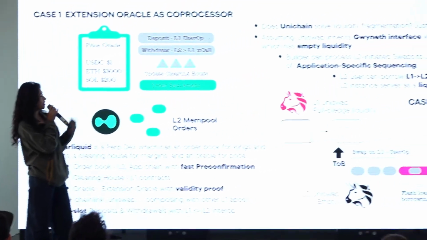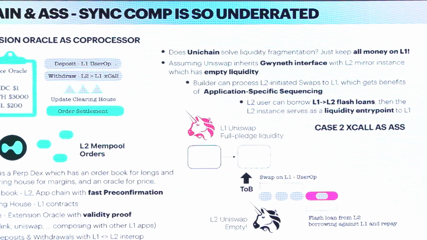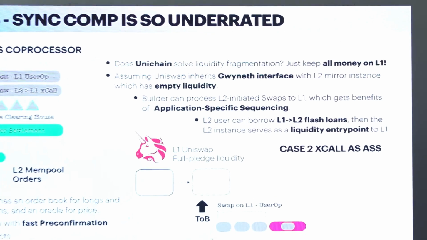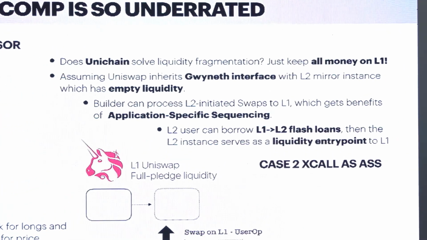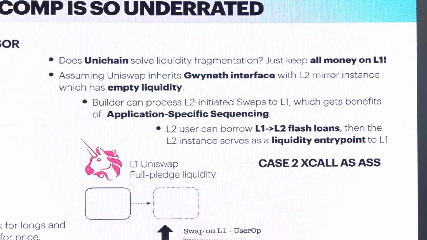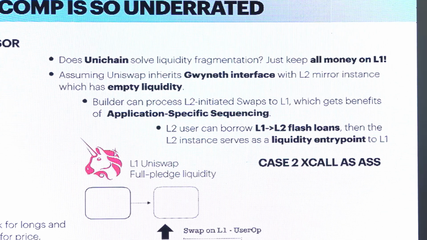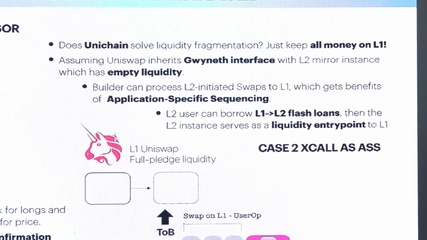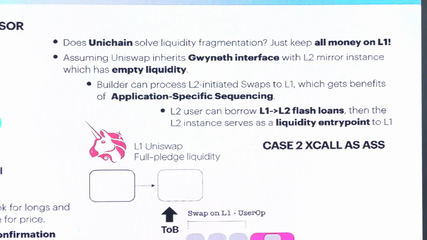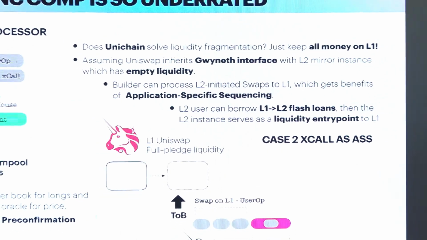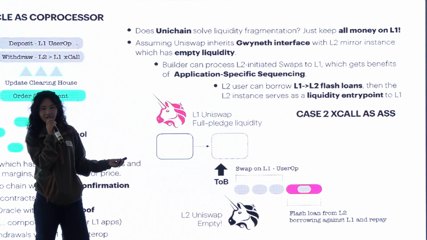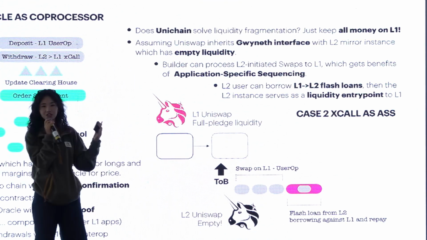Another example that I have is with Uniswap, right? We don't think UA chain can actually solve liquidity fragmentation because they're trying to convince everyone to move their money to UA chain. And I think a better solution is perhaps just leave all the money on L1, right? And with our design, you can have a Uniswap that inherits our interface and has an L2 mirror instance with empty liquidity. And what you can do is that the builder can process an L2-initiated swap on L1 as a user op that basically implements application-specific sequencing.